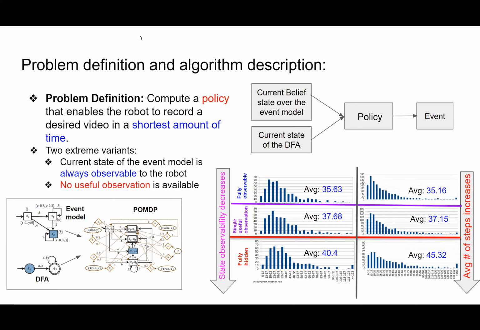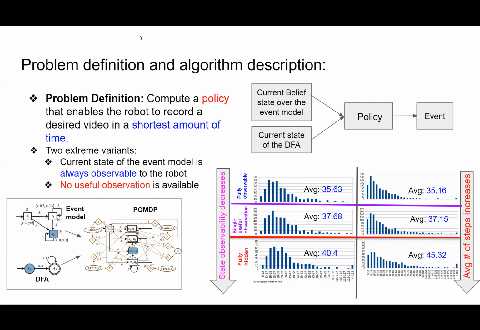In addition to the basic problem, we consider two extreme variants of it: in one, the current state of the event model is always observable to the robot, and in the other, the current state is hidden. Our solution to this problem first makes a POMDP and then computes a policy that minimizes the expected number of steps to reach a goal belief state of this POMDP.